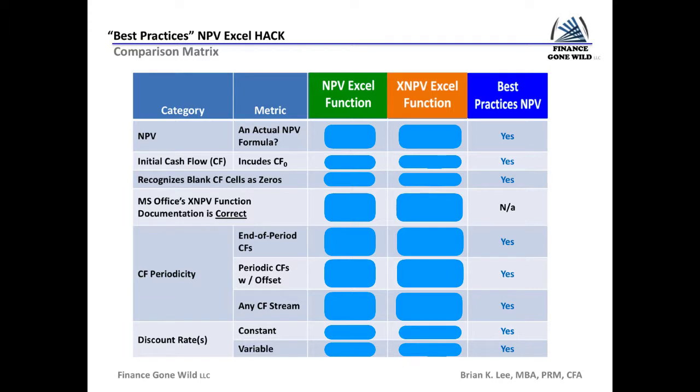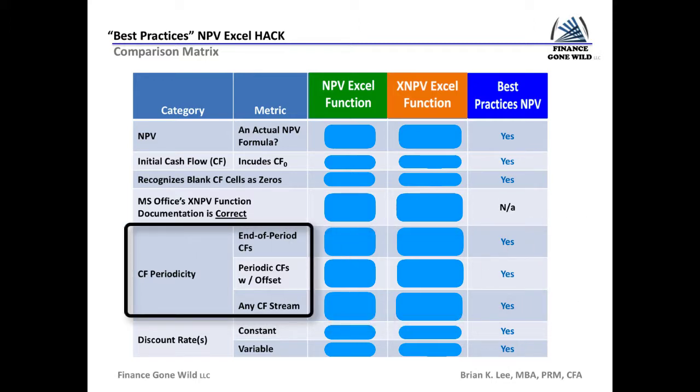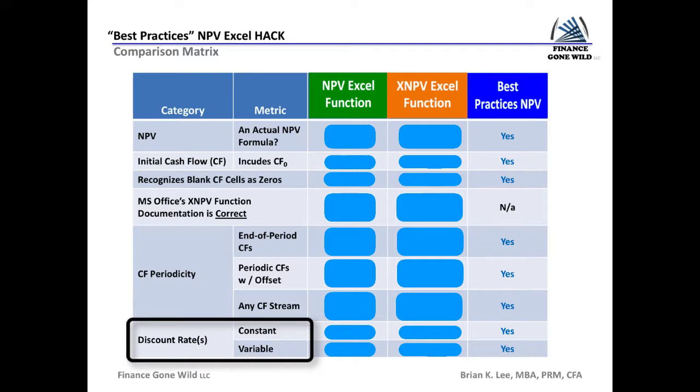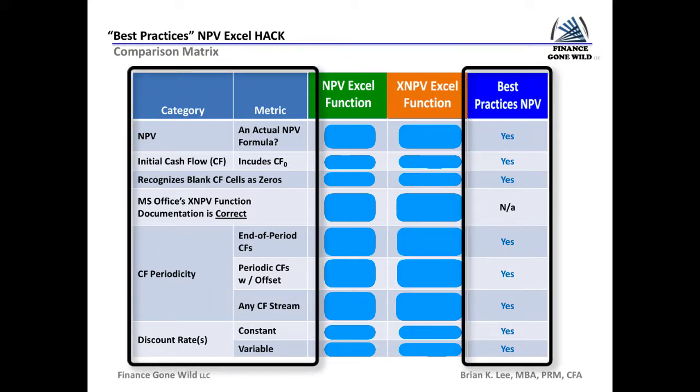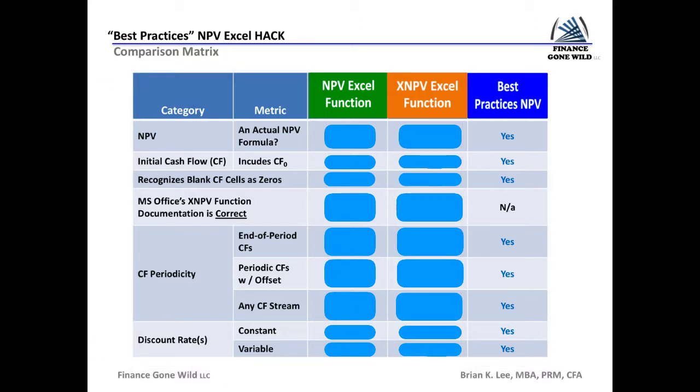That's important, and I'll show you an example as we develop the spreadsheet. We've already discussed the fourth item, and we've discussed the metrics for the different cash flow timing and the different discount rates. So I will just simply make a comment that yes, indeed, each of these categories and metrics is positively answered and addressed by the best practices NPV formula, but not so for the other two NPV calculations. Let's get started. Go ahead and download the skeletal spreadsheet and follow along as I develop it cell by cell.